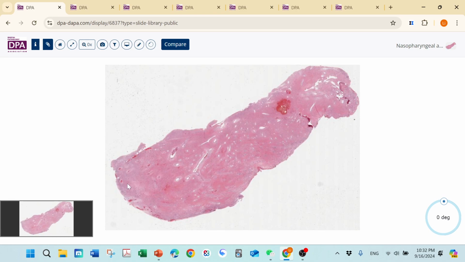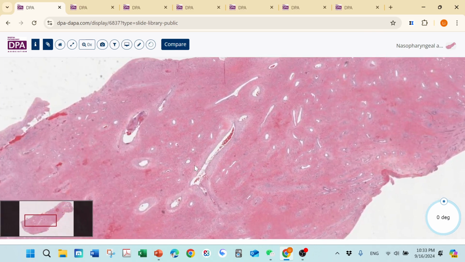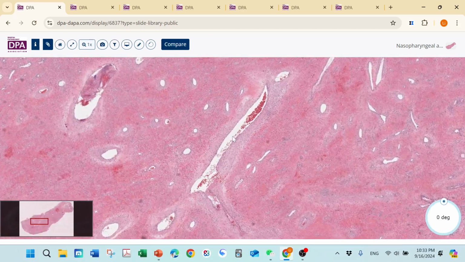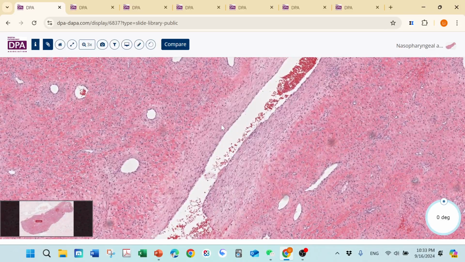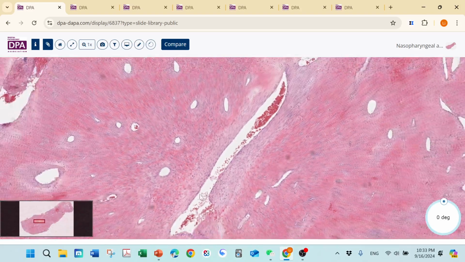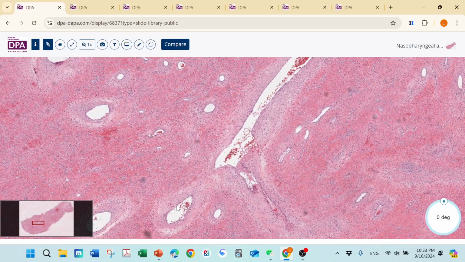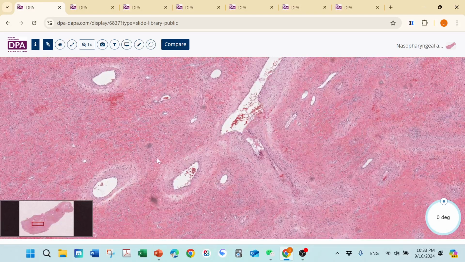So in low power, we can see this mass. Even in this scanning magnification, you can see tons of blood vessels. So you can think about this entity, angiofibroma. You need to bear in mind that in the vessel wall, you do not find any hyalinized blood vessel wall. The vessel wall is kind of cellular. And then between these vessels, we have this hypocellular area. You do not see tons of cells compared to other sarcomas.